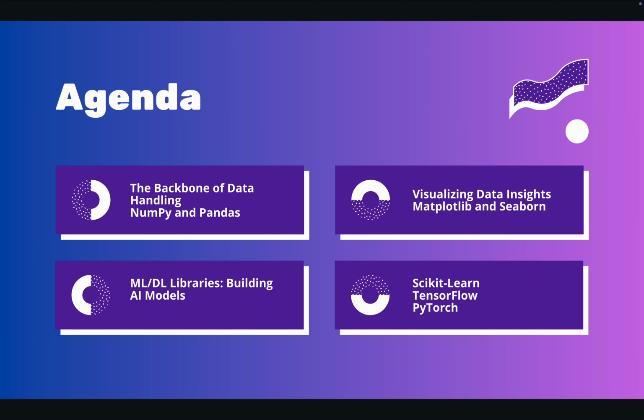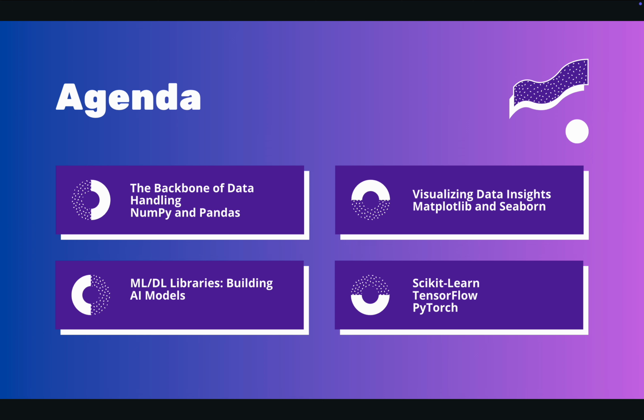Then we look into ML, machine learning, and DL, deep learning libraries for building AI models. We use scikit-learn for classic machine learning, TensorFlow for deep learning, and PyTorch for deep learning. So let's dive in and see with the code.